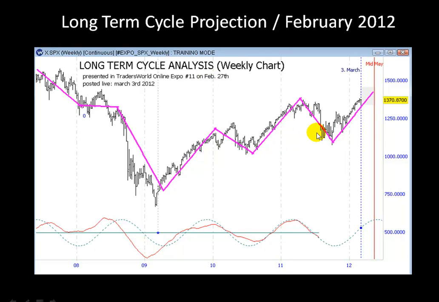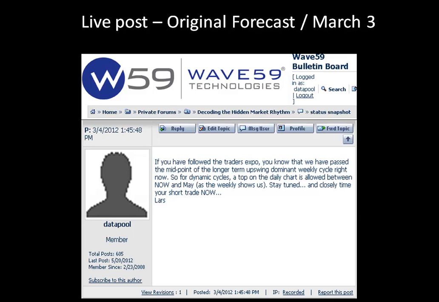Just after the online presentation, I posted live in the forum on 3rd March the facts based on this analysis I presented for over 200 traders. What you see based on this chart was just posted on March the 4th in the cycles forum.